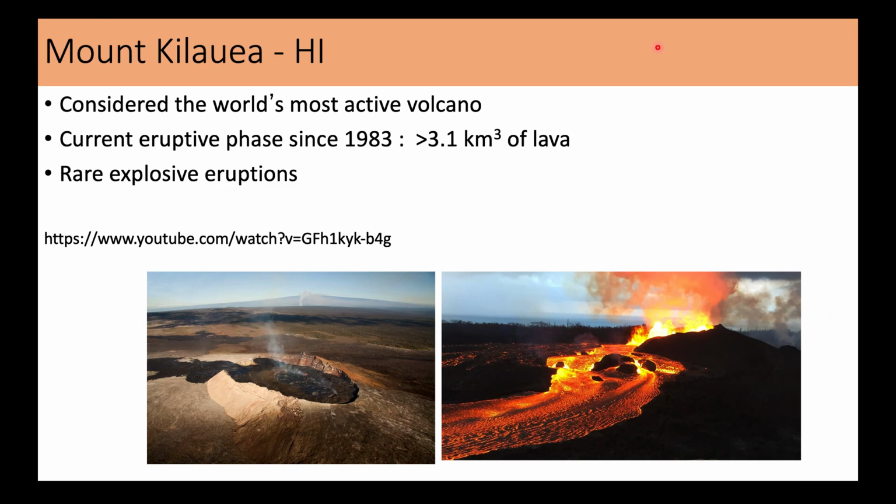and very, very different from this other example, which is in Hawaii. So this is considered the world's most active volcano. However, it is not at all as explosive as something like Mount St. Helens. So currently, it has erupted about 3.1 cubic kilometers of lava. The explosive part of these eruptions is incredibly rare. It is more like it is just leaking lava. So I have a video example of this as well.